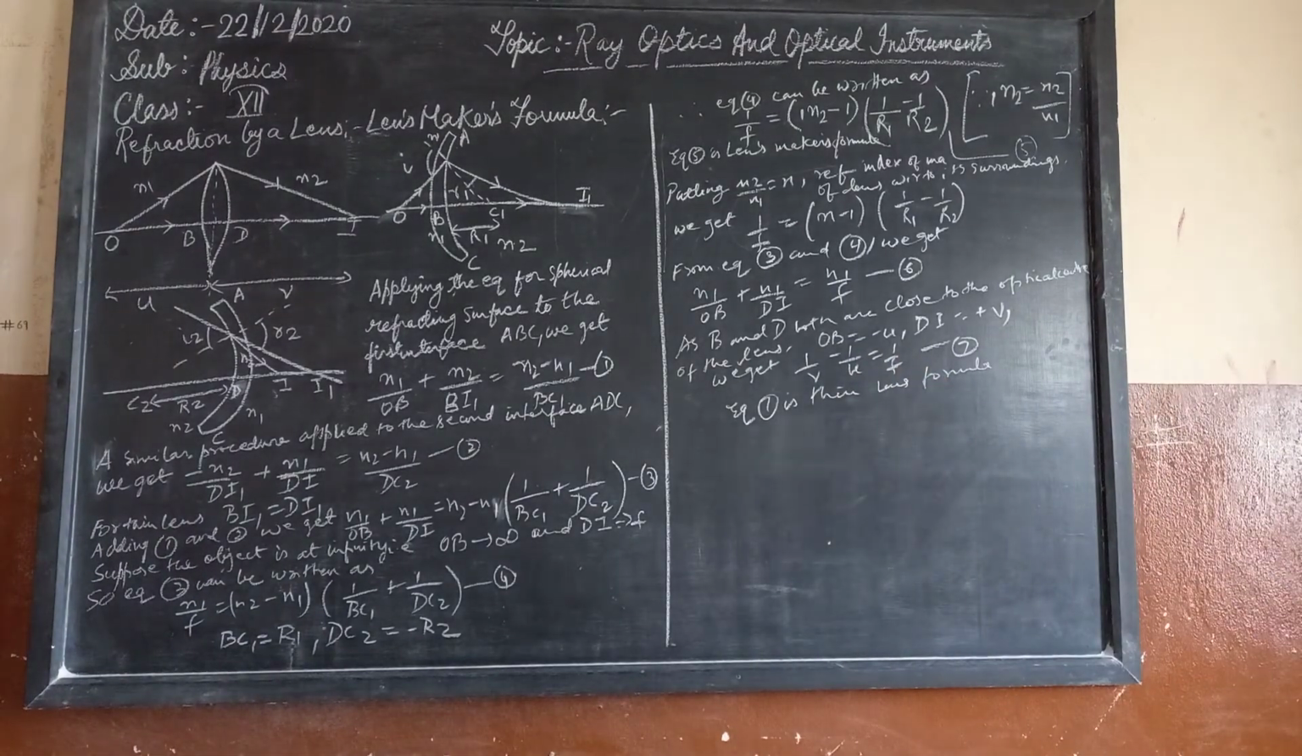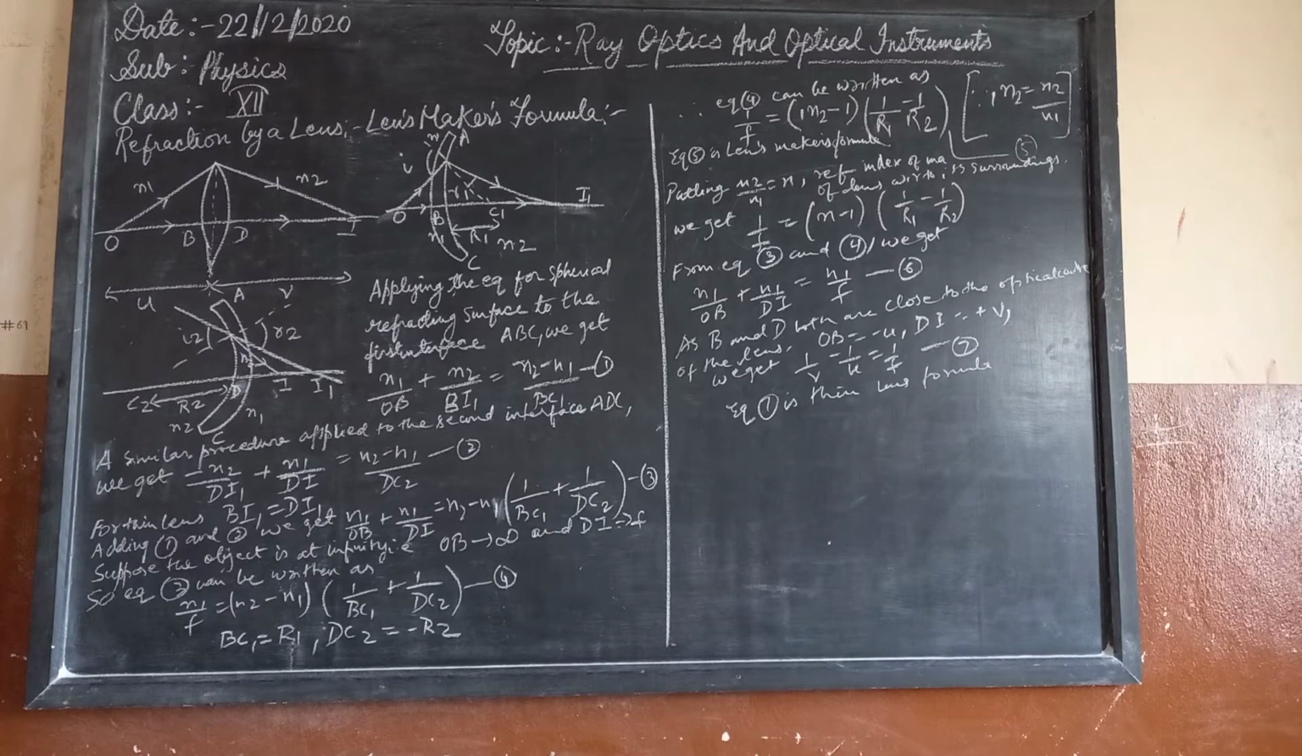Now the assumptions made in the derivation of the lens maker formula are: the lens is thin, so that the distance measured from the pole of its surface can be taken as equal to the distance from the optical center of the lens. The aperture of the lens is small and the object is considered as a point lying on the principal axis of the lens. The incident ray and the refracted ray make a small angle with the principal axis of the lens.